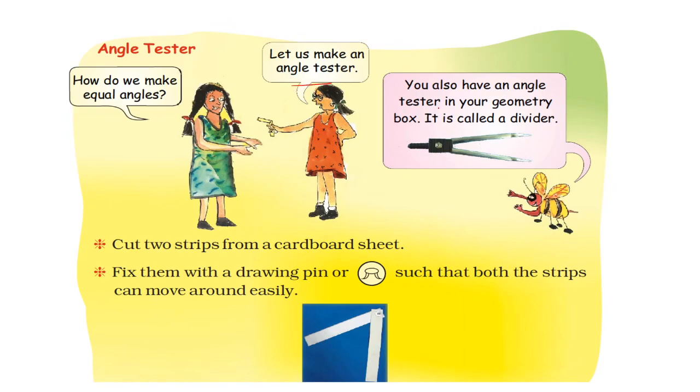You also have an angle tester in your geometry box. So children, I think you all have seen such a type of angle tester. This is also known as a divider. And you can use this angle tester to check equal angles also. And it is used to measure the length of a line segment. Now what you have to do here children, I have written the steps, and I have made the video also. You all will see this video.